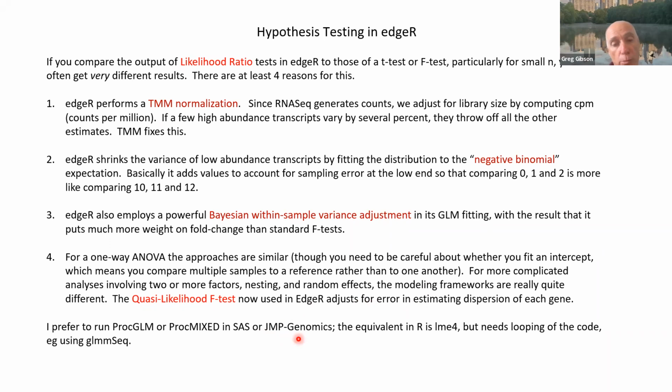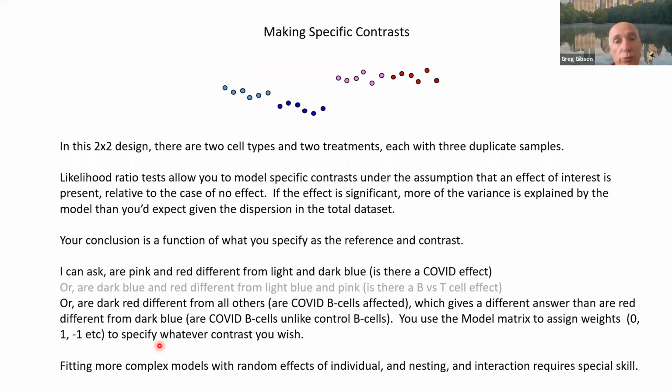So JMP Genomics actually added that, some of you may have access to it. It's about to be phased out, replaced with JMP Plus, but nevertheless, SAS is the industry-leading standard. The equivalent in R is lme4, or implemented now in something like GLMM-seq. Okay, so anyway, they're different modeling frameworks. So how do you handle this?